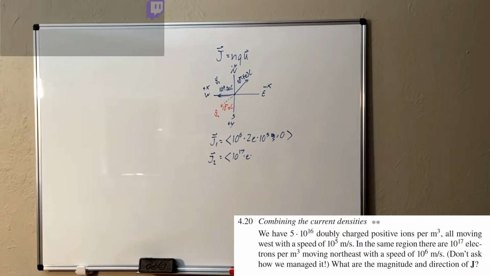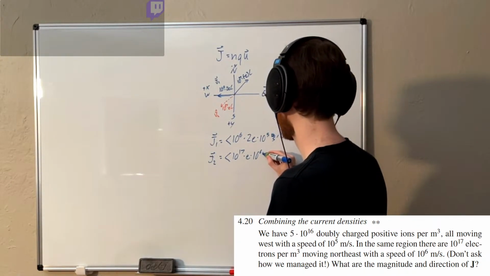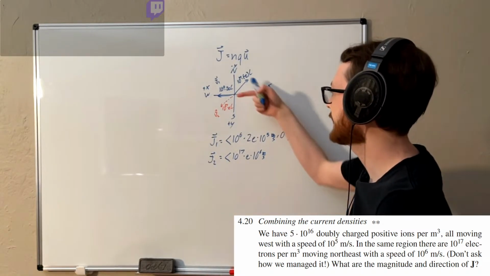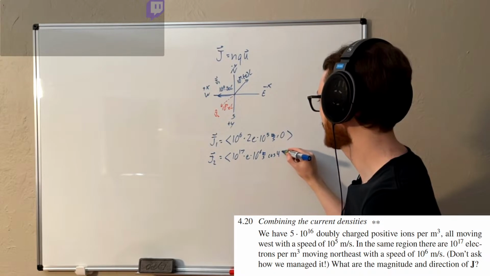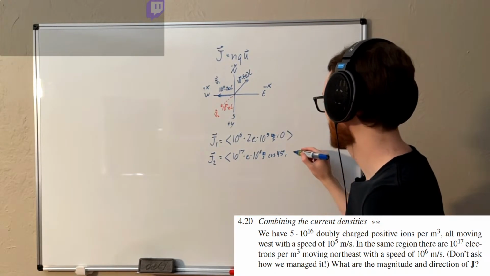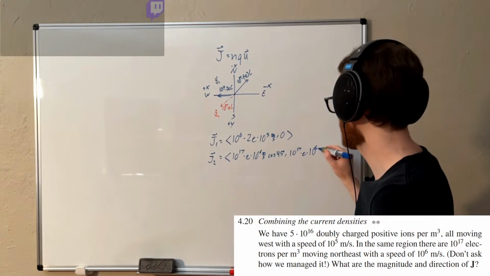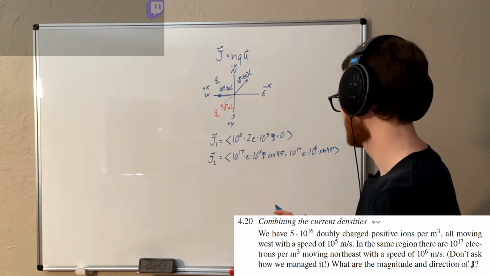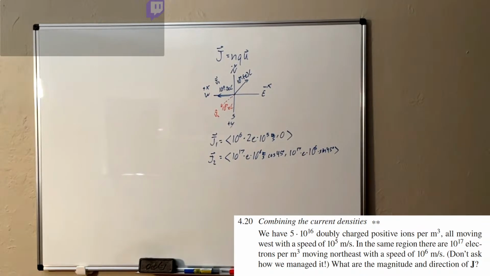I don't know if my mic was picking up the siren there, but sorry about that. Speed of 10 to the 6 meters per second, but the portion of this that's in the positive x direction, as I've defined it, is cosine of 45 degrees. So the y component is going to be times sine of 45 degrees. Now we add up these two vectors for the entire J. So let's make Wolfram Alpha do that.